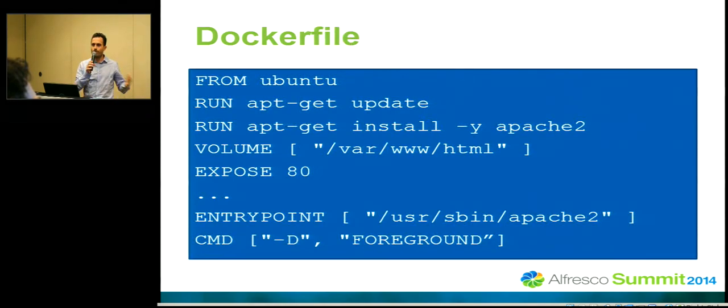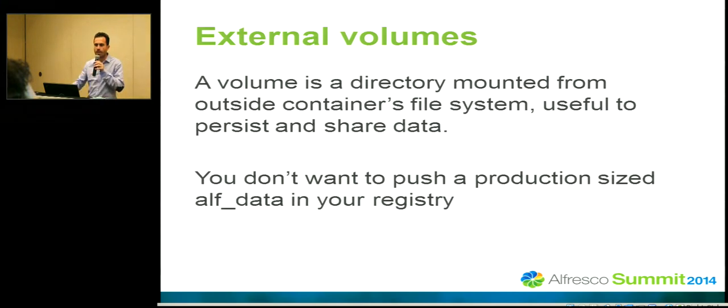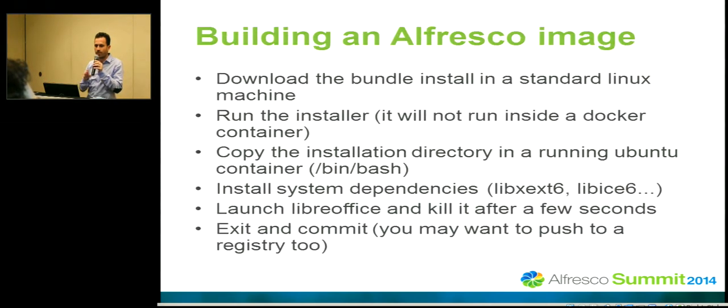You can automate this with a Dockerfile. You say FROM where you start, then your commands. We use a volume, we'll say in the next slide what it is. You expose your port and you say which is your command to start when you run the container. The idea is you can have external data in your container. Your container should contain only logic. For example, the alf data of Alfresco should stay in a separated volume.